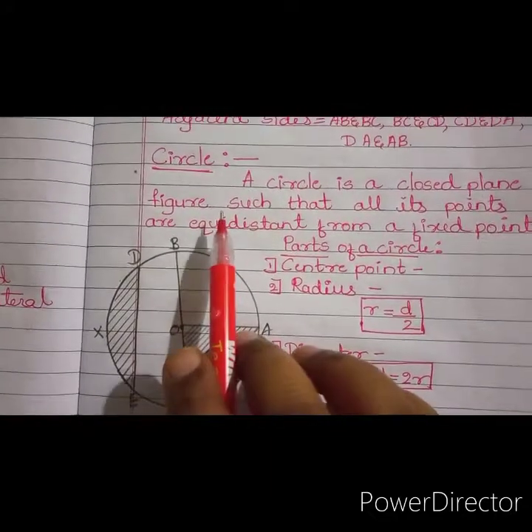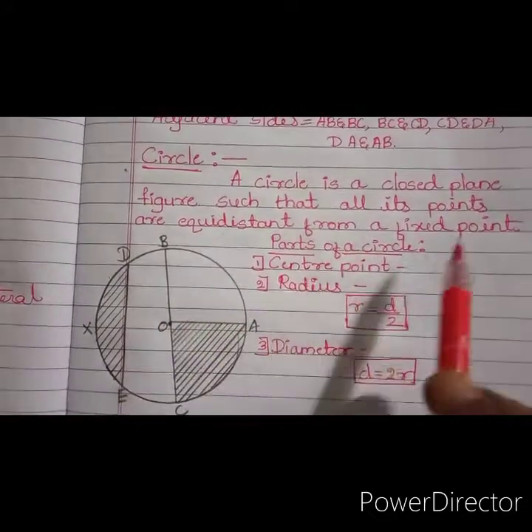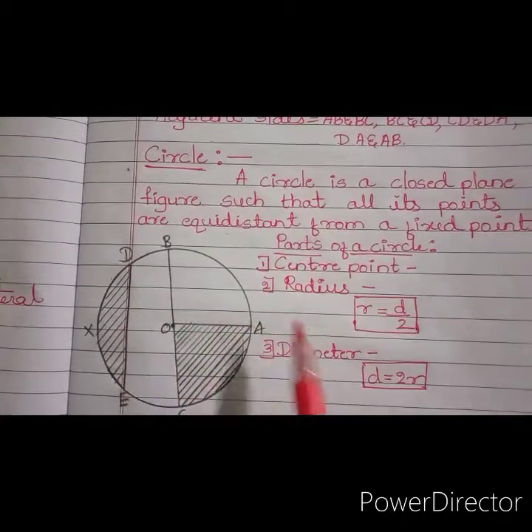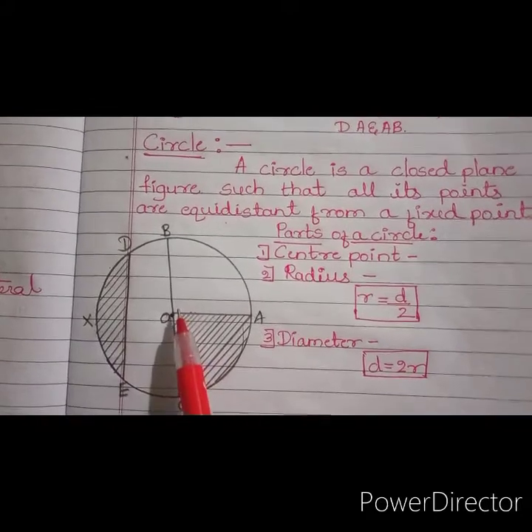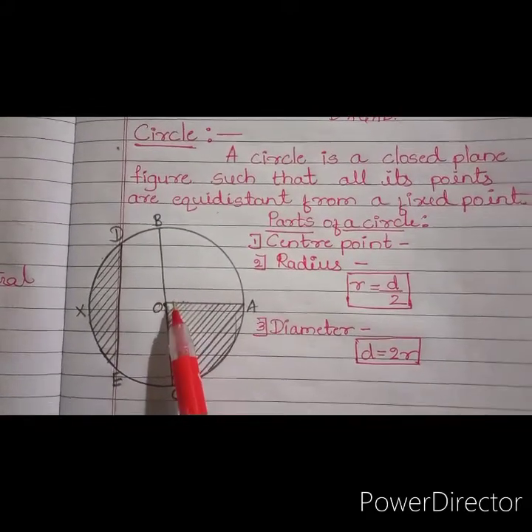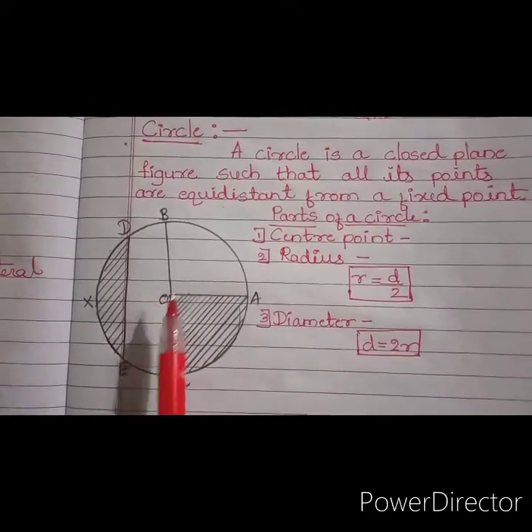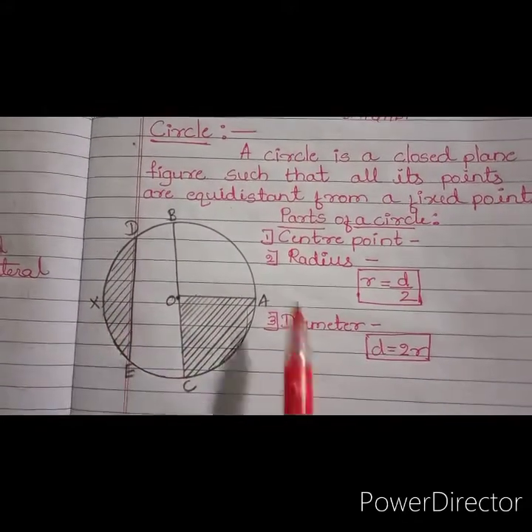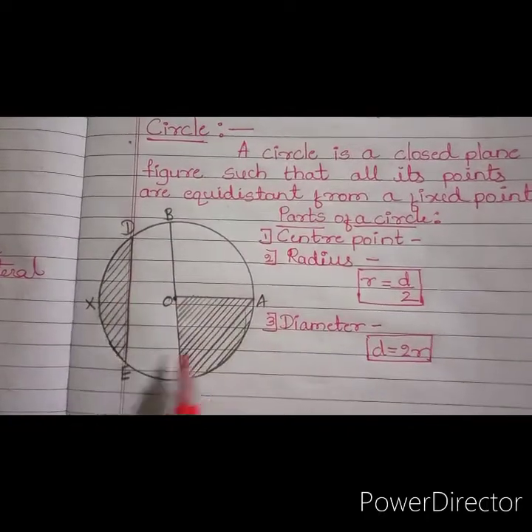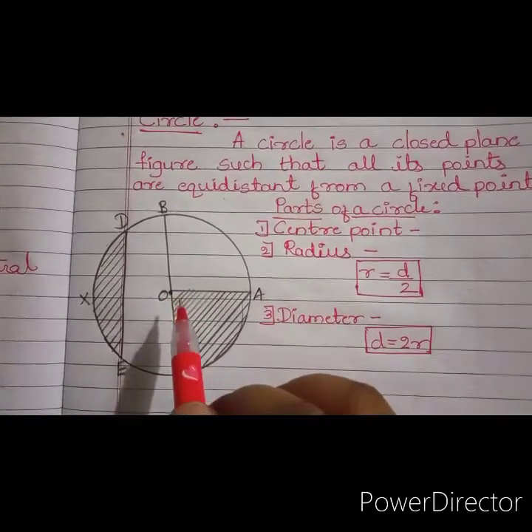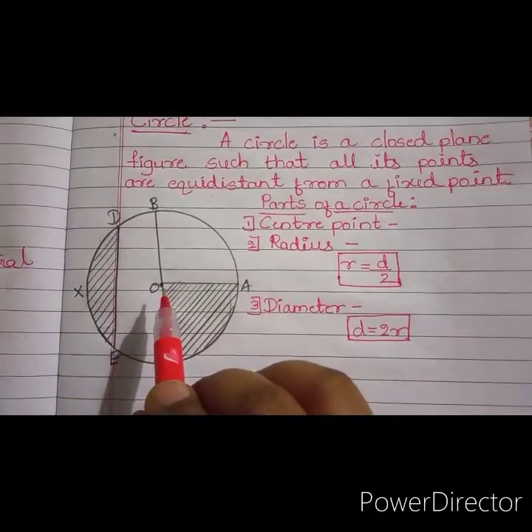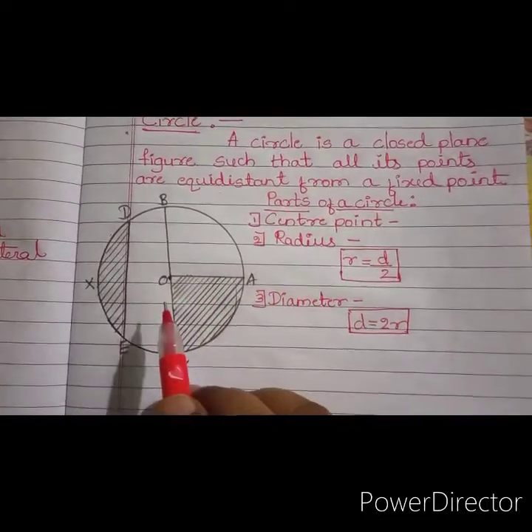Next one is circle. A circle is a closed plane figure such that all its points are equidistant from a fixed point. So it is a closed plane figure such that all its points, that means the perimeter of the circle, are all equidistant from a fixed point, that is the center point. Okay. Now let us learn about parts of a circle.